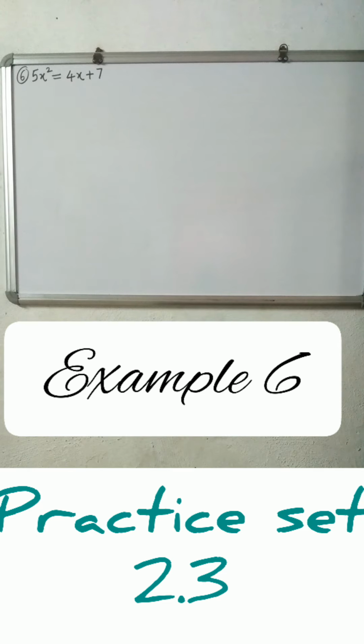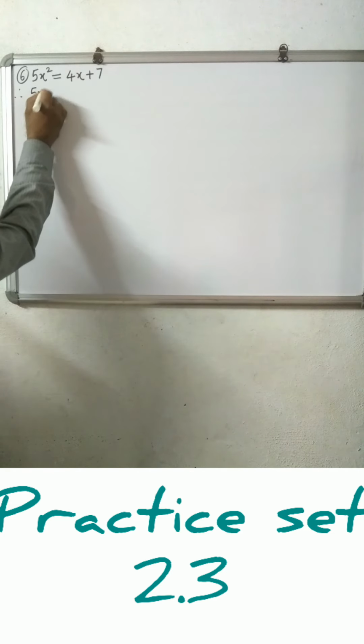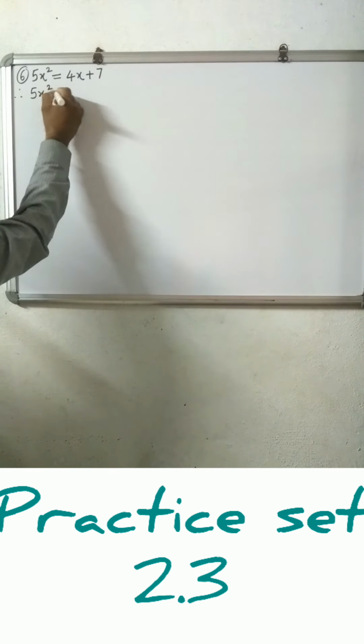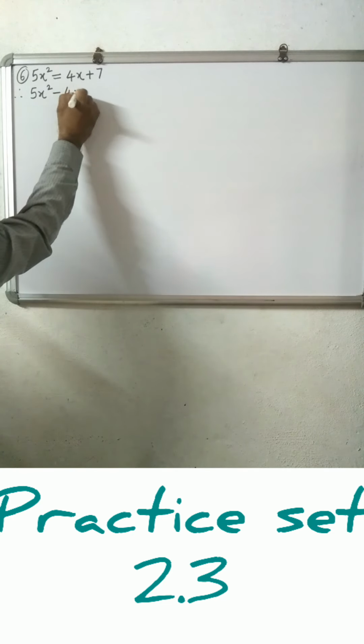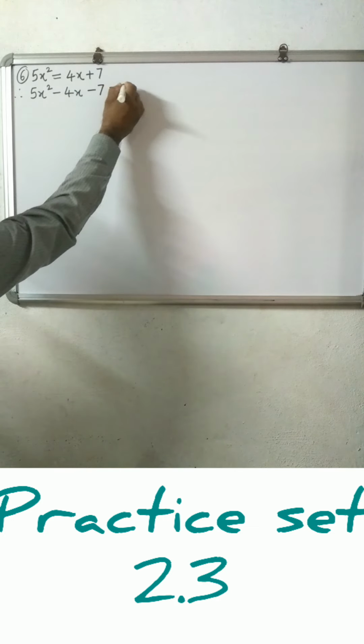Last example. 5x square is equal to 4x plus 7. Therefore, first arrange in the order ax square plus bx plus c. 5x square, 4x will jump, it will become minus 4x, plus 7 will jump, it will become minus 7 is equal to 0.